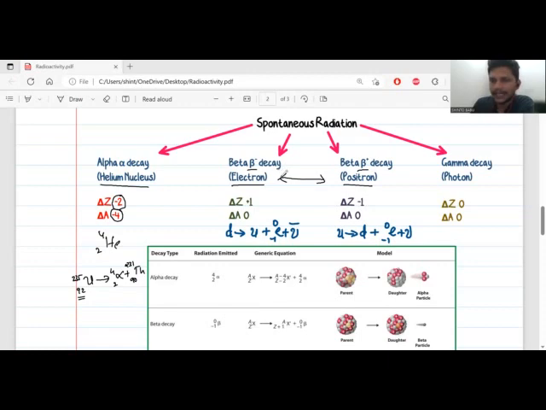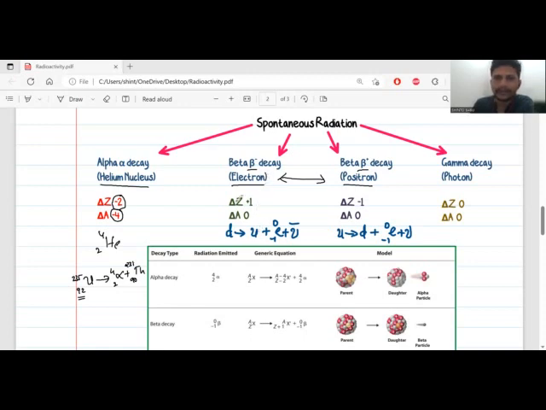Now in beta decay, as I told you, a beta particle is an electron. So do we have electrons in the nucleus? We don't. So where do we get electrons from the nucleus is the question.